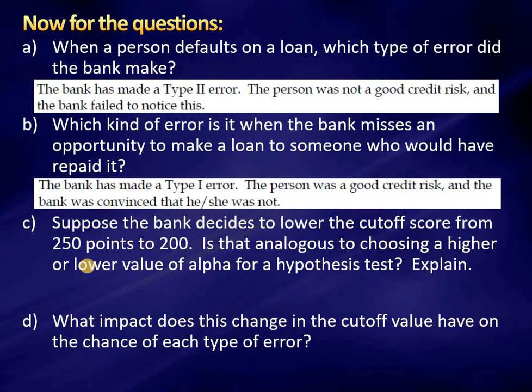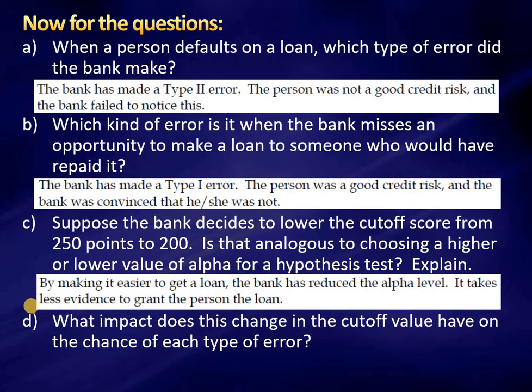Okay, so in this case, we're lowering the credit score. And think about the way that I'm making this thought process. Lowering the credit score, more people get loans. If more people get loans, I am rejecting fewer. And it's that rejecting that gives the alpha. If I'm rejecting more, my alpha is getting bigger. If I'm rejecting less, alpha is getting smaller. Okay? Alpha is all about the rejects. Get it? Who am I rejecting?